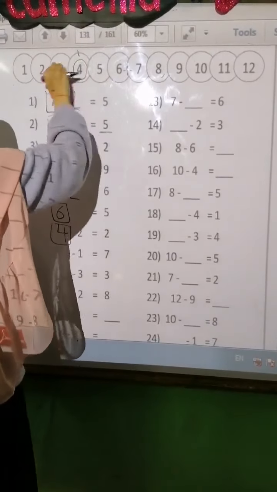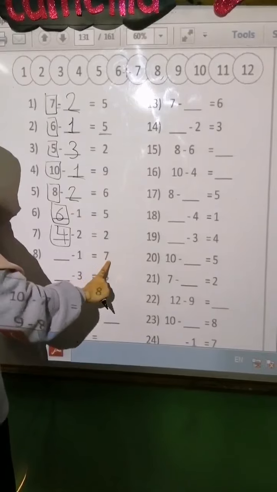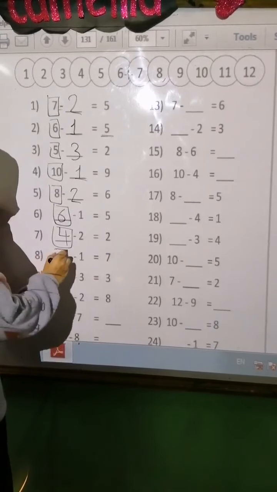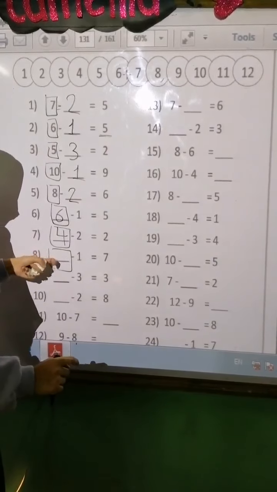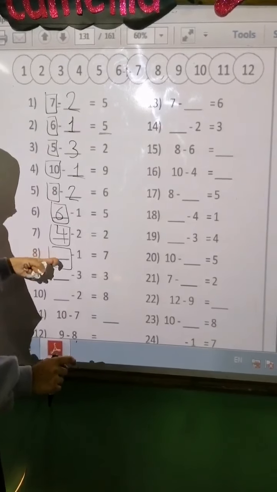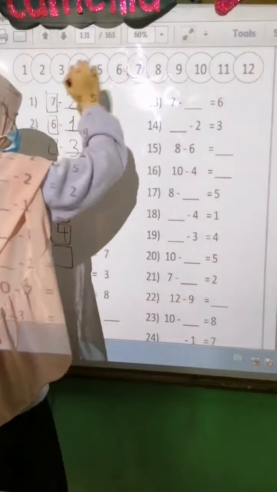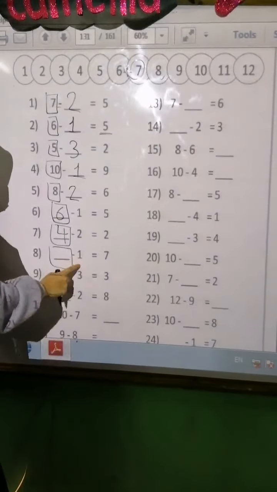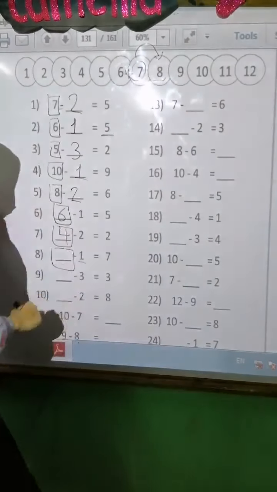Problem number 8. Missing number minus 1 equals 7. Where is the greatest number in the subtraction problem? At the first. Is it missing or is it here? No, it's missing. So we start from the bigger number, 7, and go forward. How many steps? 1 step. The answer is 8.